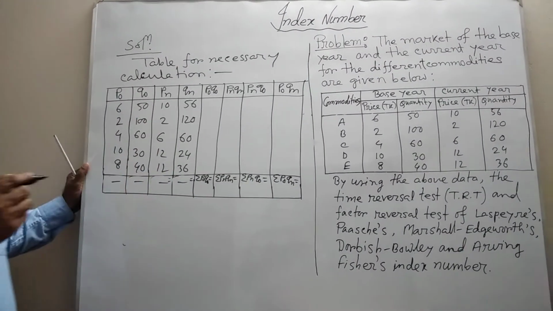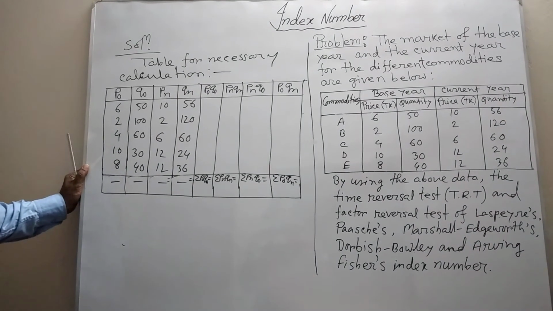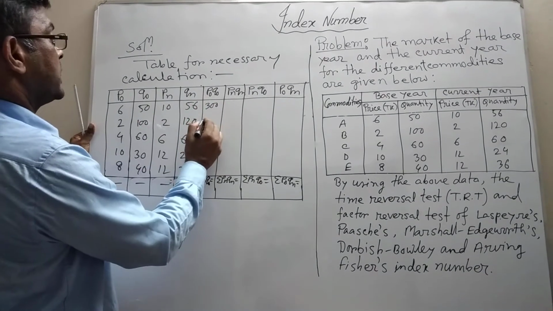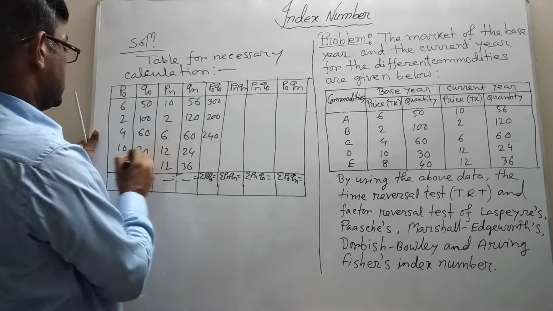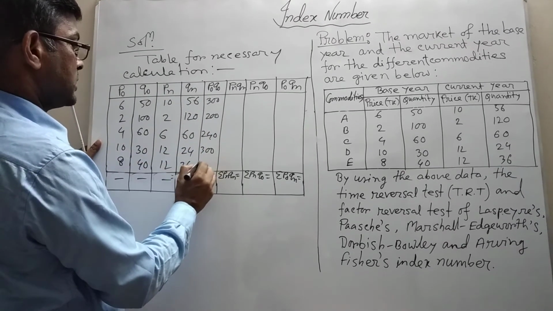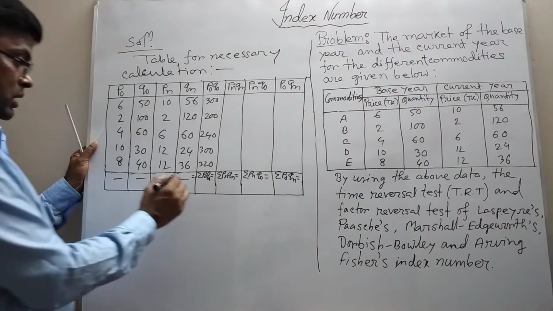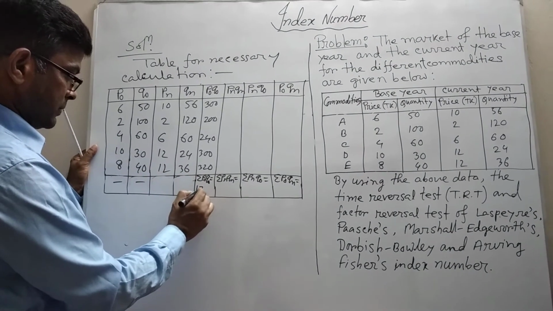Sum total of P0 multiplied by Q0: 300, 200, 240, 300, 320. That means the sum total of P0Q0 equals 1360.